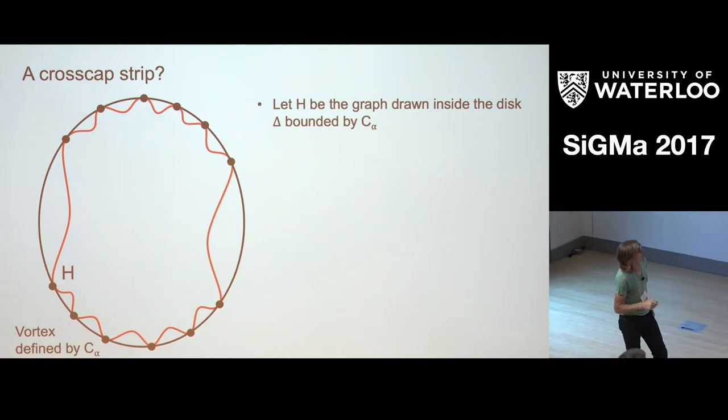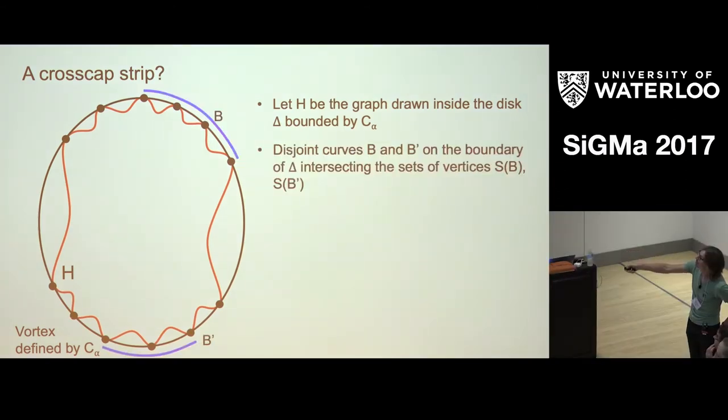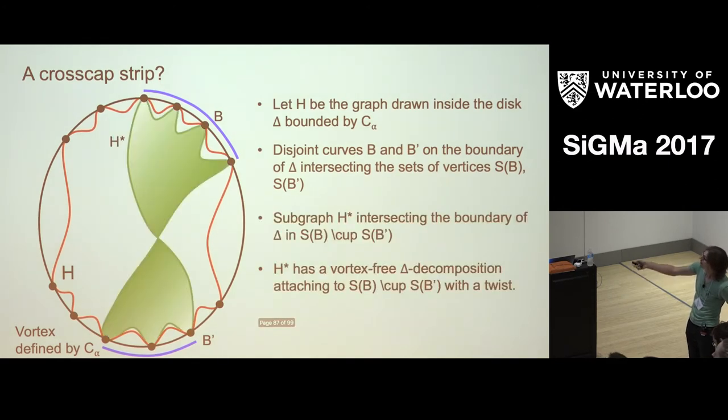What's a crosscap strip? So H is the graph all drawn inside my vortex. This is my vortex here drawn in a disk. I'm bounded by C alpha. I pick two curves, B and B prime, on the outside of this disk, like this. And I look at the vertices embedded on that curve. Here's the vertices on B and the vertices embedded on B prime. I have a special subgraph H prime, so that's a subgraph of H, and it intersects the boundary only on those two curves, only on B and B prime.